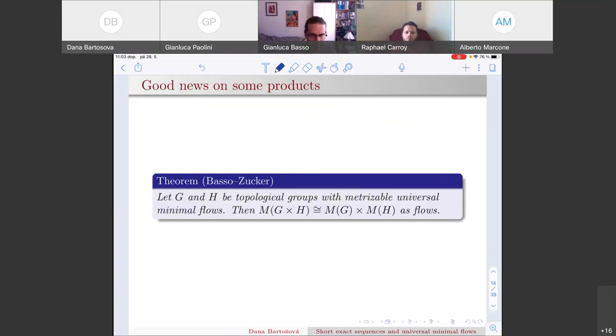So today I'm talking about algebraic structure and its interactions with universal minimal flows. When I was wrapping up this project, I learned about the result from Gianluca and Andy Zucker, where they showed that if you look at a product of two topological groups with metrizable universal minimal flows, then a natural action on the product of the universal minimal flows is going to be the universal minimal flow. Their results are, of course, more general, but for this talk, this is a case that works.